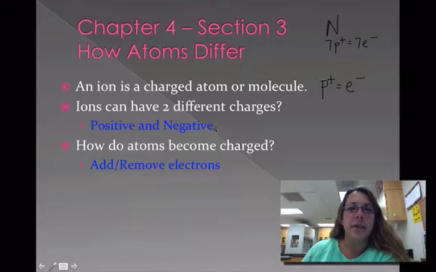So ions can have 2 different charges. They can be positive or they can be negative. And when you're talking about how atoms become ions, how do they become charged? The answer is there is a change in electrons. So it's really, really important that you understand that only the electrons change. If I have nitrogen and I want to make it an ion, I can only change the number of electrons.